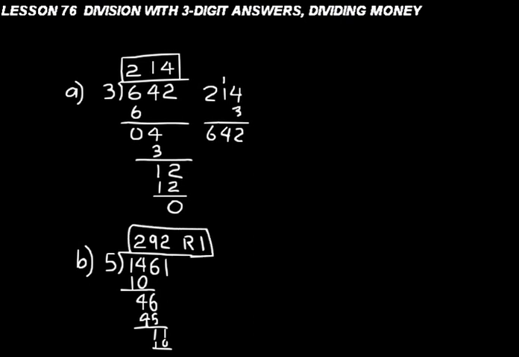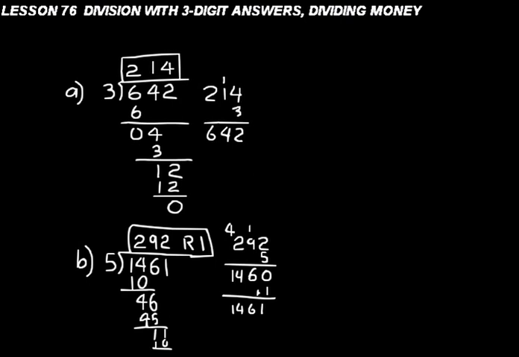292 with a remainder of 1. We can check our work just by doing that multiplication. 292 times 5. 5 times 2 is 10. 9 times 5 is 45, plus 1 is 46. And then we have 14 there. Add the remainder, and we would have 1461, the dividend that we started with. So that tells us 292 remainder 1 is correct.